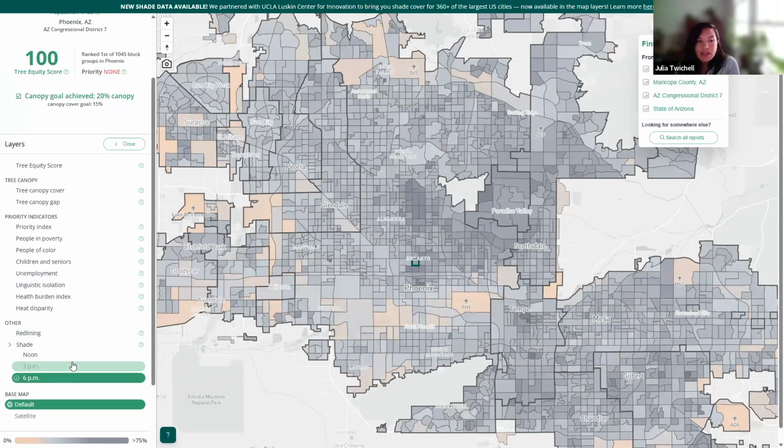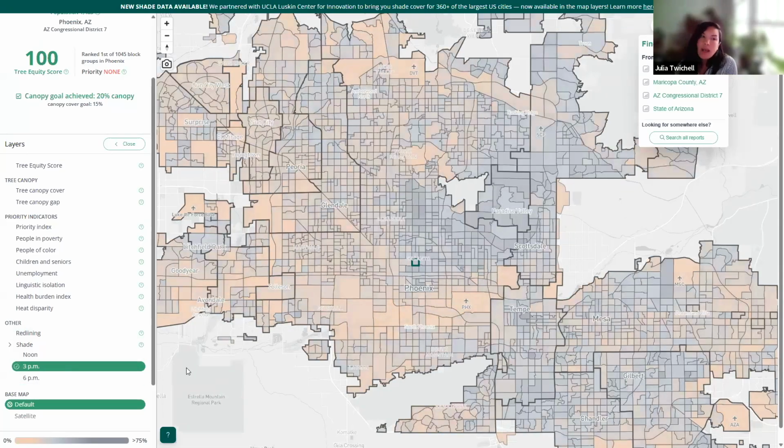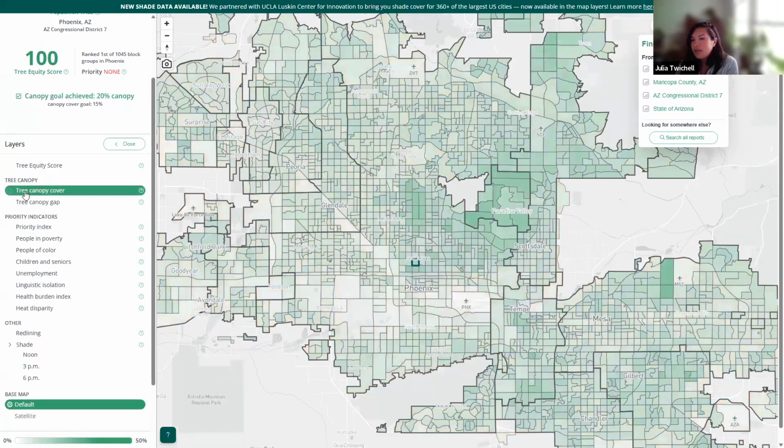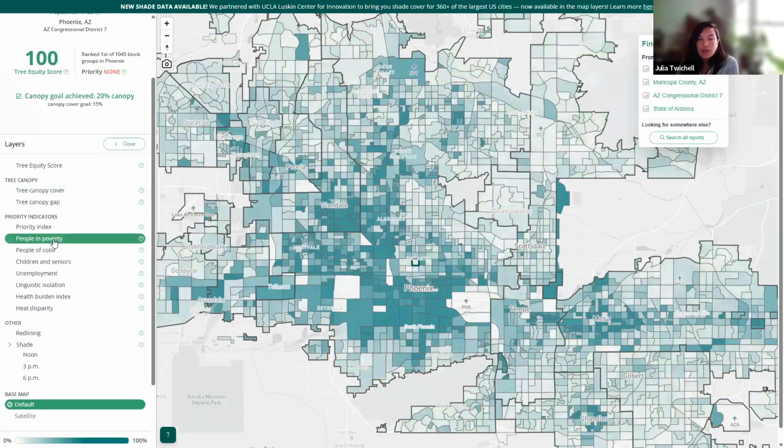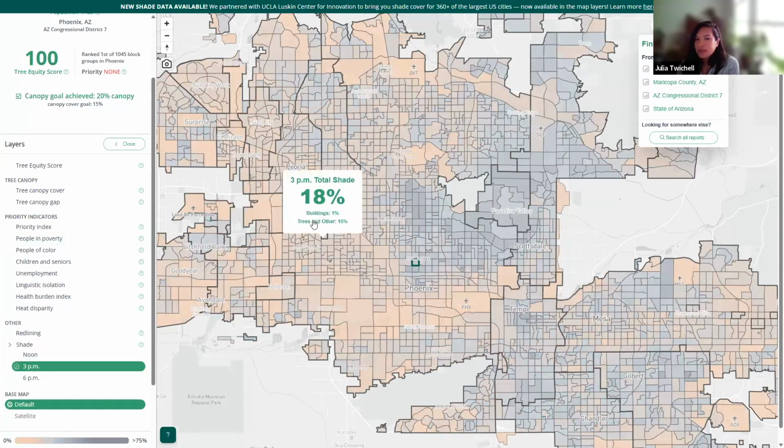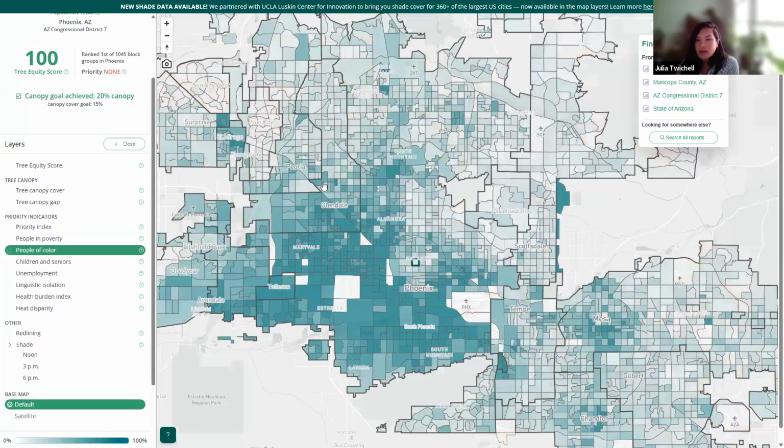One of the great things about this is you can start to look at patterns citywide. So for example, we can see there's more shade in this northeastern area and less shade down here. If we're looking at tree canopy cover, you can see a little bit more of that cover again in that northeast corner. If we look at people in poverty, you can see higher poverty rates down along that southeast stripe where that shade is a little bit lower. And same with people of color. So you can start to look at these patterns citywide and start that conversation around shade equity and what's happening across your community.